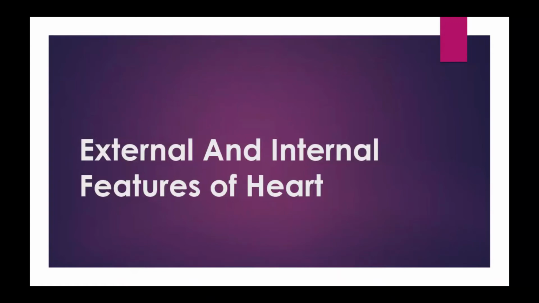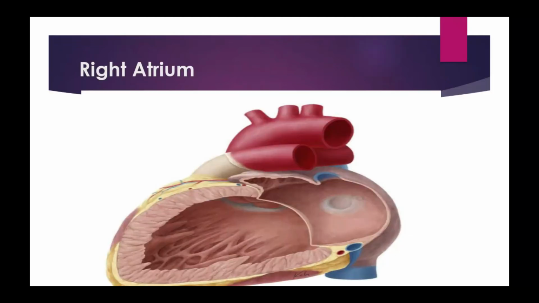Today I am going to discuss the external and internal features of the heart. So, the first is the right atrium. The right atrium is the right upper chamber of the heart. It forms the right border, part of the upper border, the sternocostal surface, and part of the base of the heart. So basically, the right atrium forms the base of the heart.